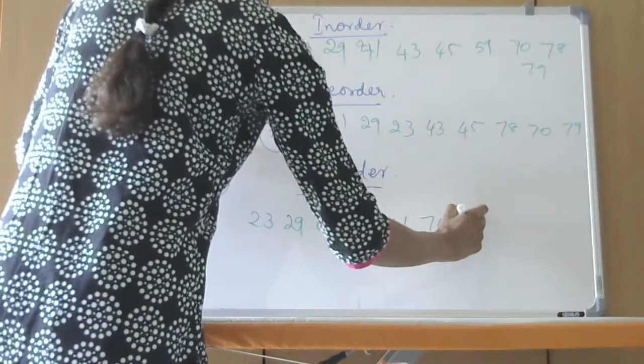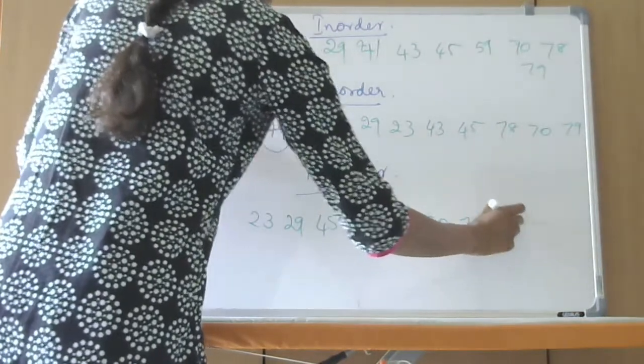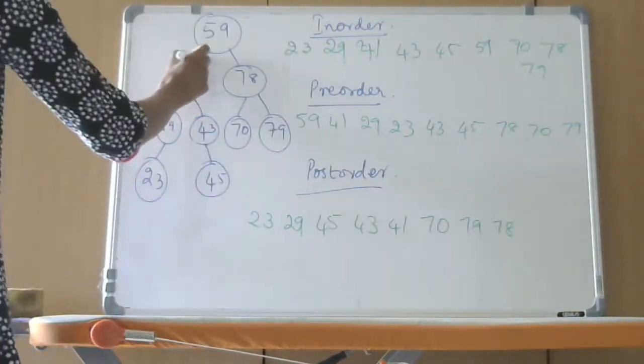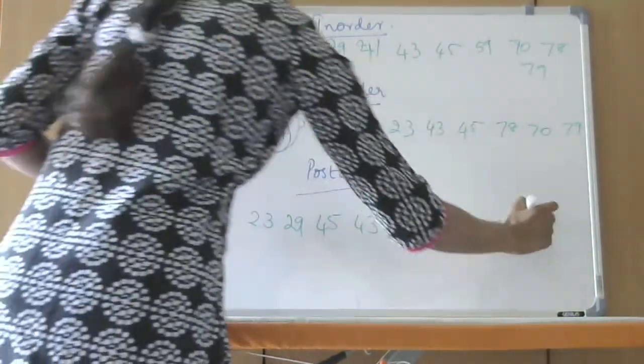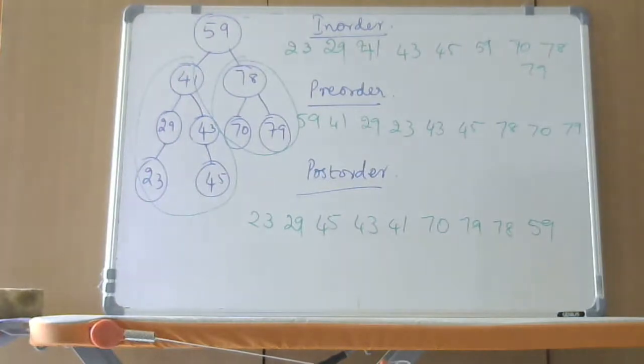Left, right, root. 70, 79, 78. So that's over. So left, this whole thing, left is over. This whole thing right is over. Next is root. So root is 59. 23, 29, 45, 43, 41, 70, 79, 78, 59. So this is how you write for this particular tree.